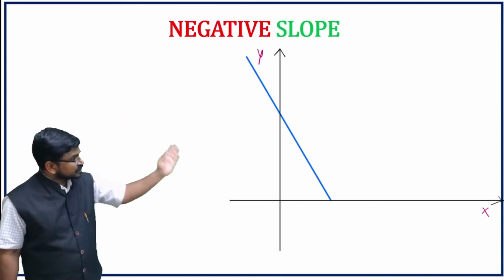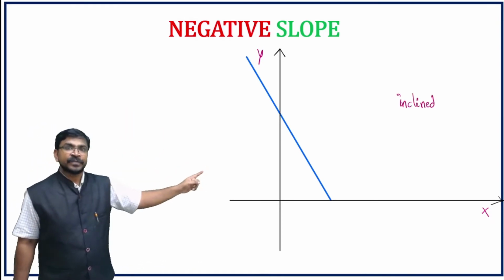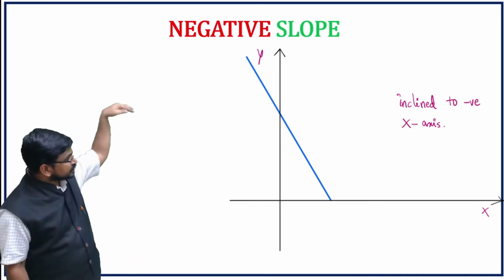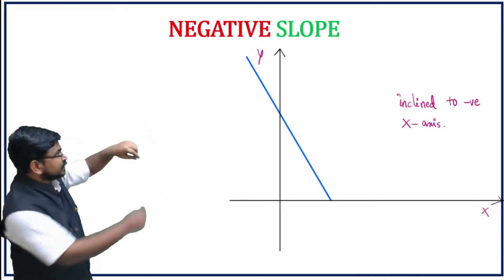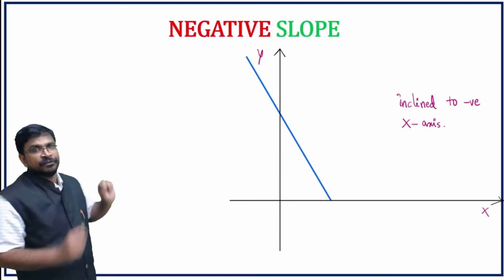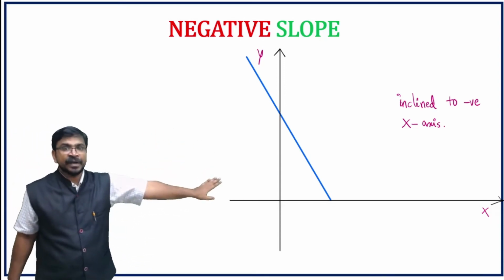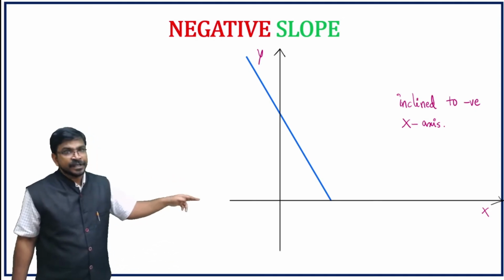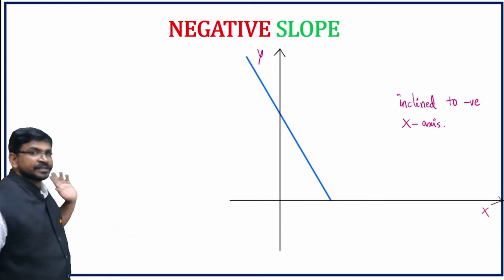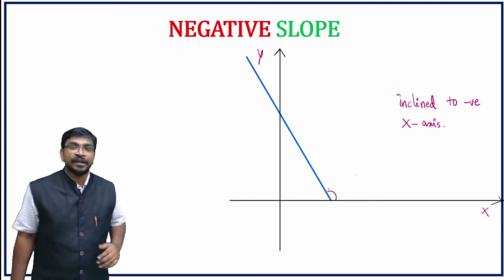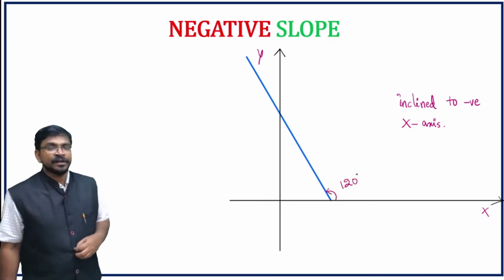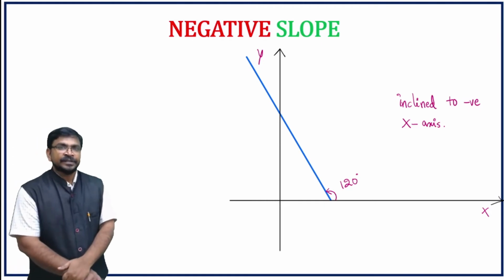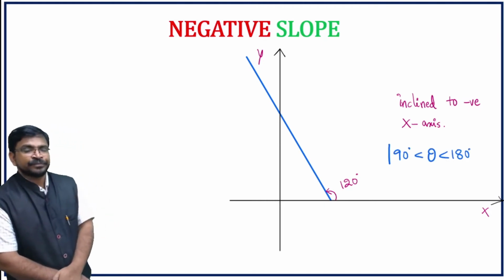Here if you observe this line, theta is greater than 90 and it looks like it is inclined to the negative axis. Even though it appears in the first quadrant, the inclination is towards the negative axis, the slope is negative and theta is greater than 90. Let me take an example as 120 degrees here.